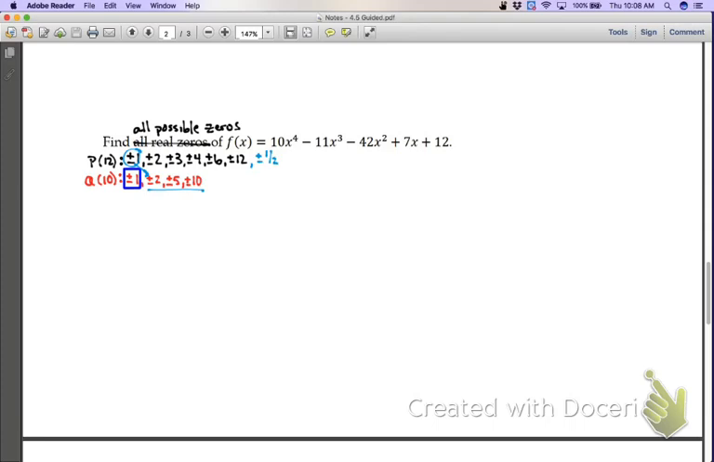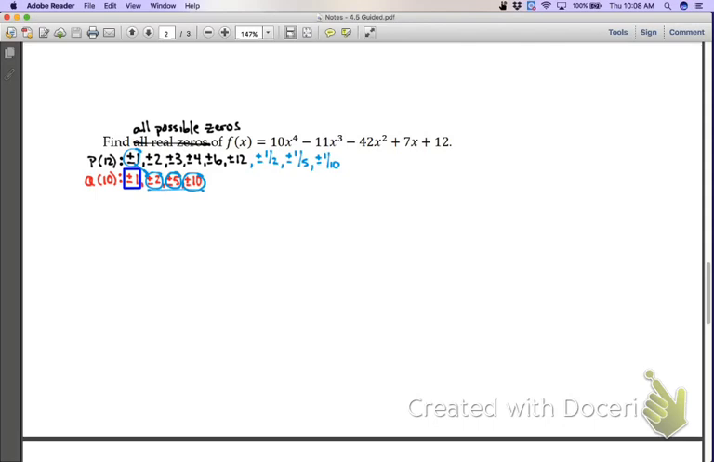1/2, right? What is 1 divided by 5? 1/5. What is 1 divided by 10? 1/10.